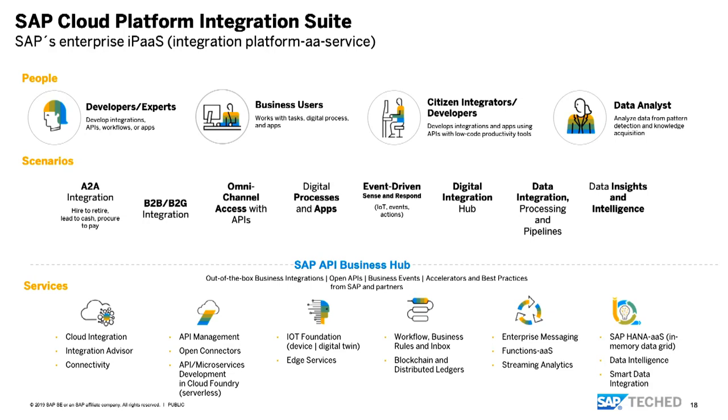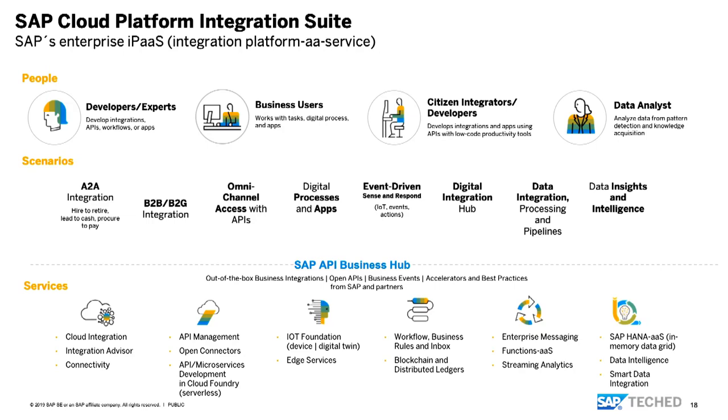Starting from traditional A2A, around processes like hire to retire, lead to cash, design to operate. Moving from there, when I say lead to cash, it could be SAP, non-SAP systems. All these processes could be SAP and non-SAP. The second one is B2B, traditional EDI-based B2B, B2G, eGovernment integrations. The third one is omnichannel access with APIs, the vertical integration that I talked about, being able to expose APIs at will. The fourth one is digital process and apps. You can build process through workflows. You can do task automation with RPA, right?